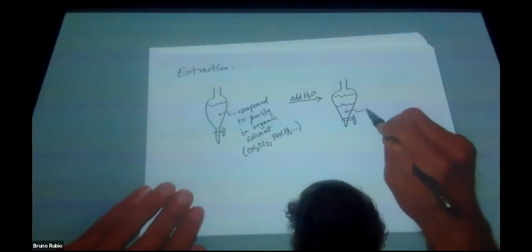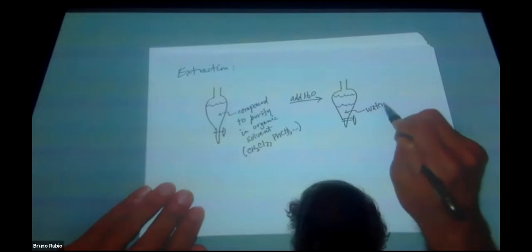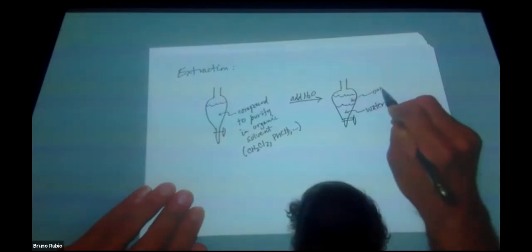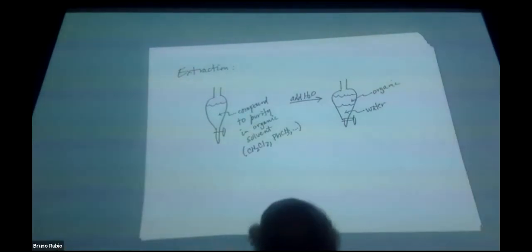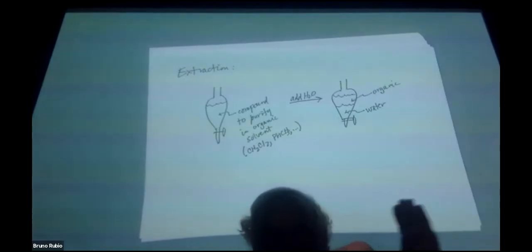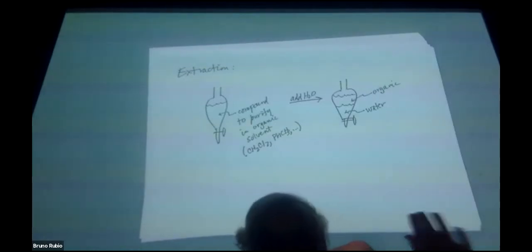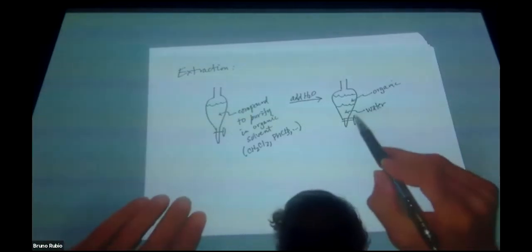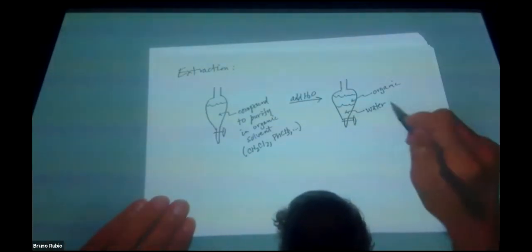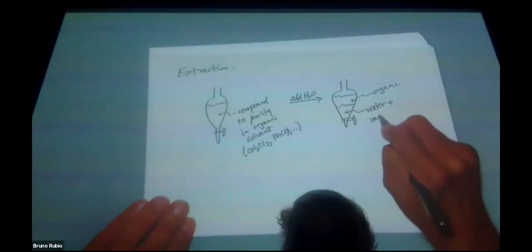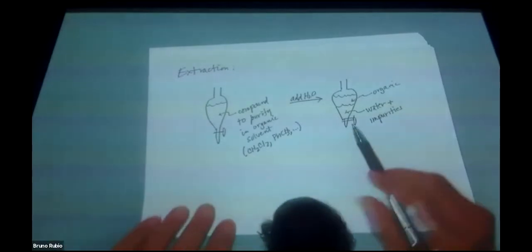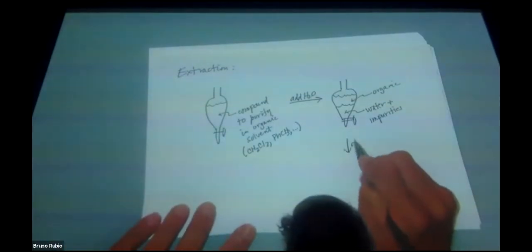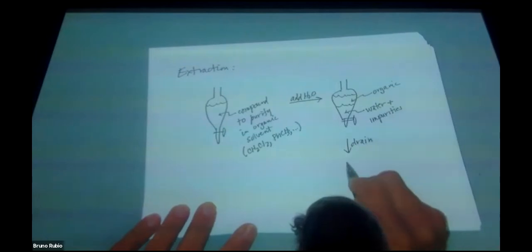But sometimes we will have the water down here, and here we will have the organic phase. And we're hoping that all of the water soluble impurities have gone into the water, and the compound that we want to purify has remained in the organic phase. So now we add water. So here we have water plus impurities of the water soluble type. And so now we can drain the SEP funnel.